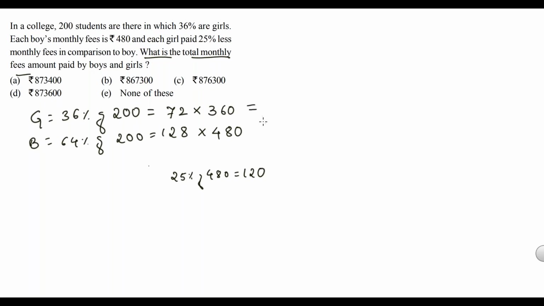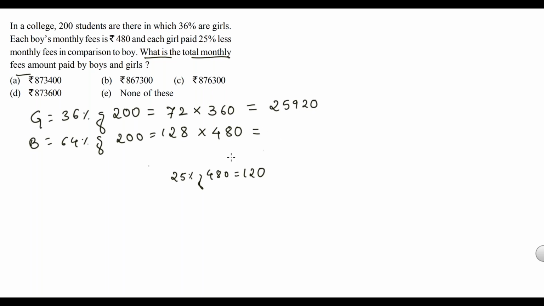So this is the total amount paid by girls. This is the total amount paid by boys. Can you just multiply these two numbers? 72 into 36. What is 72 into 36? 25920.